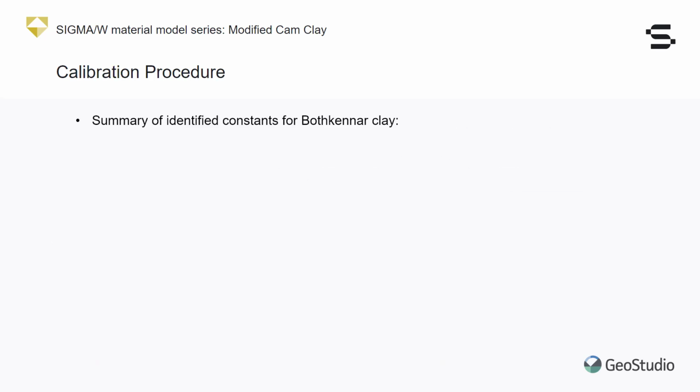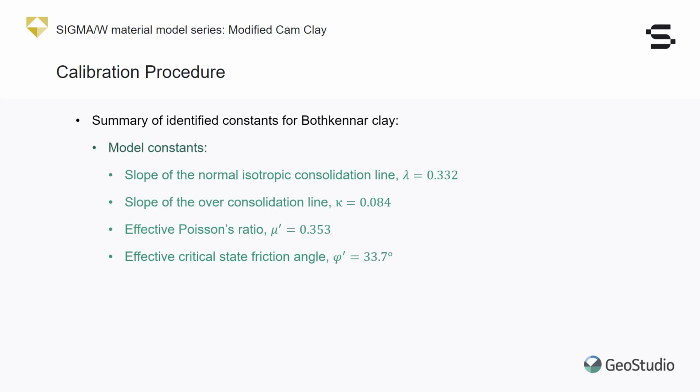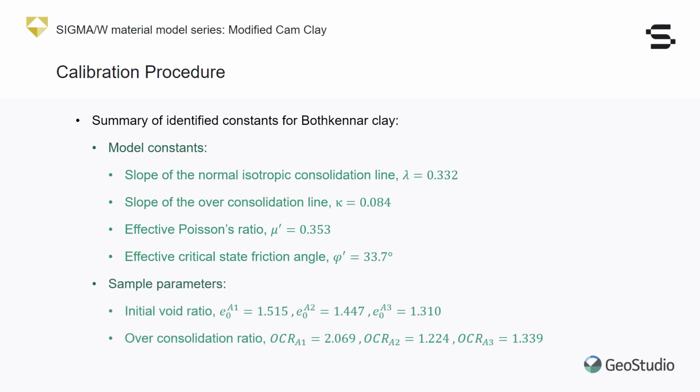The results of the calibration procedure for the Bothkner clay can be summarized as follows. 4 model constants have been estimated, including the slope of the normal isotropic consolidation line, the slope of the overconsolidation line, the effective Poisson's ratio, and the effective critical state friction angle. In addition, the sample-specific parameters for these 3 tests include initial void ratios, which were measured directly in the lab, and overconsolidation ratios, which were estimated in the calibration procedure. These constants and parameters will be inputted in SigmaW using the modified Cam-clay material model.